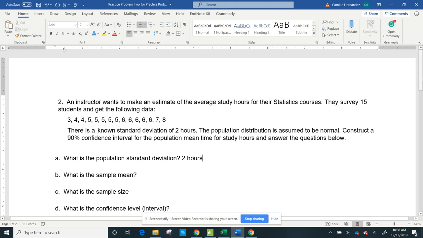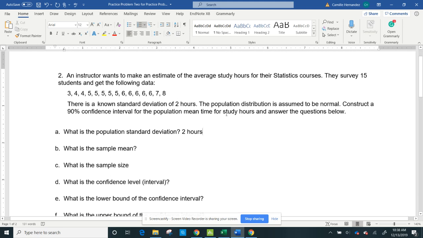So then it asks, what's the sample mean and the sample size? Well, I know the sample size is 15 people, or students, so we'll just call them students, but I don't know the sample mean. Well, Minitab will help me do that. And the next thing I can answer before I go to Minitab is, what's my confidence level? I'm doing 90%. All right, so I need to take this data and I need to put it in Minitab.